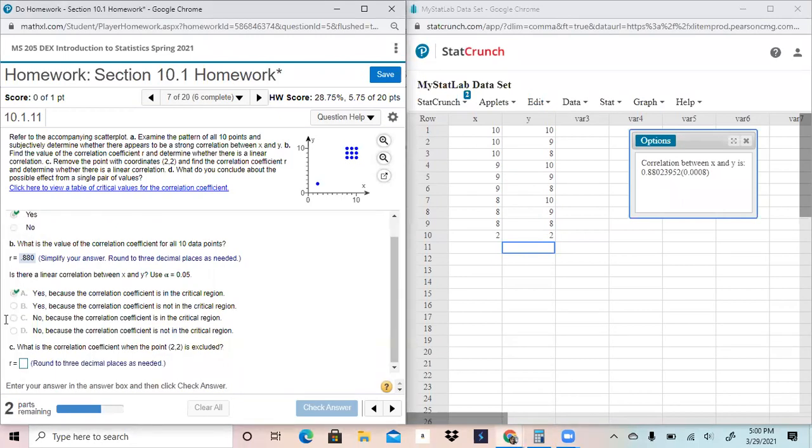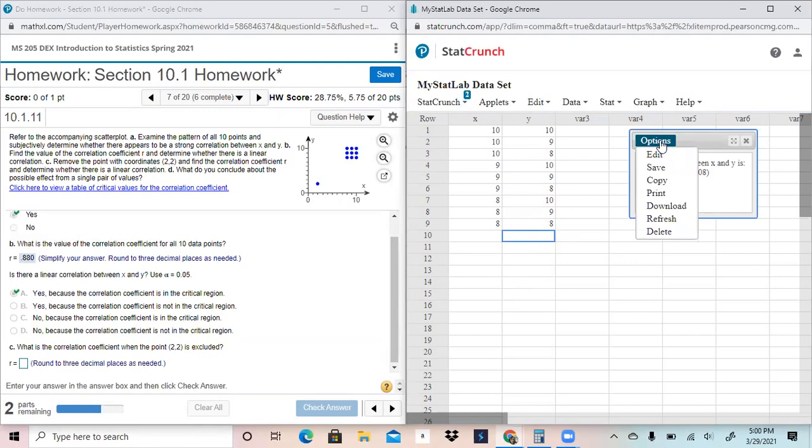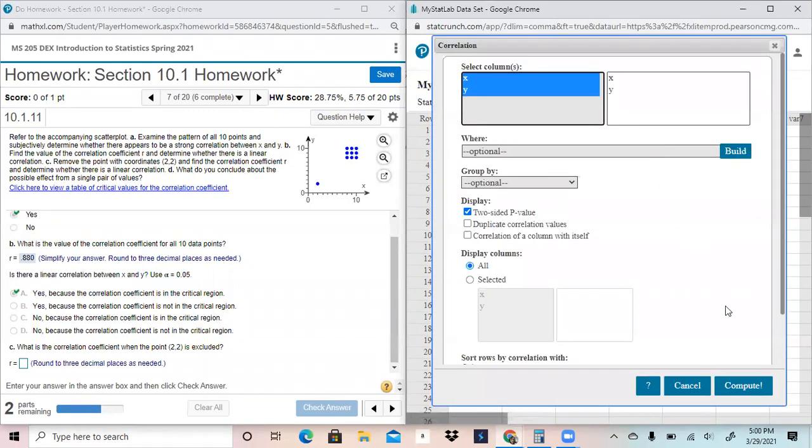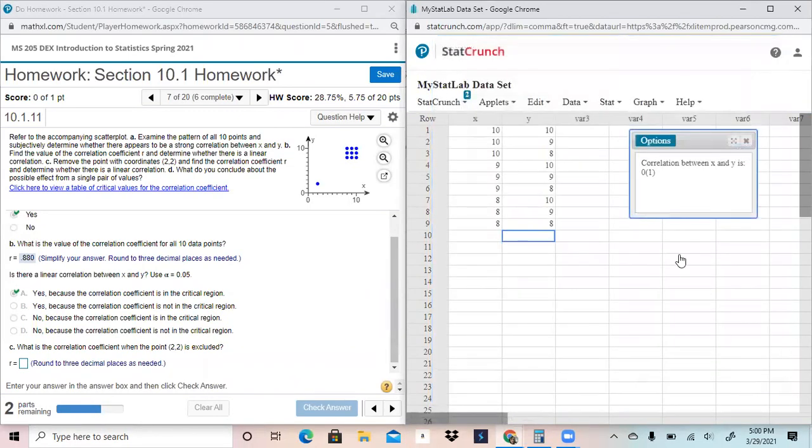Now they're asking, what is the correlation coefficient when the point 2, 2 is excluded? So I wonder if it'll just work if I take these 2 points out. I want to delete that. Delete that. Let me just run it again. Oh, now the correlation is 0 with the probability of getting that at 100%, a 1.